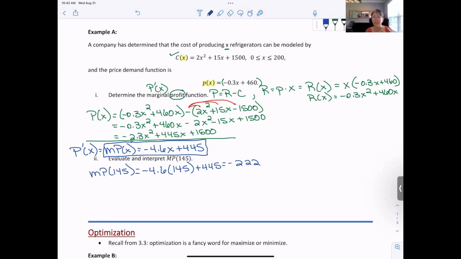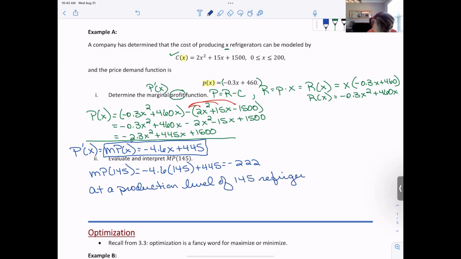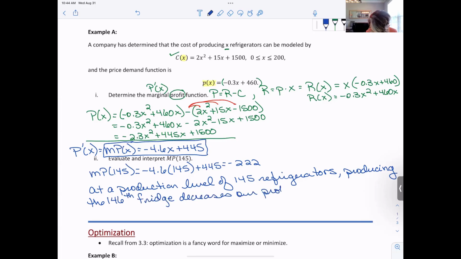If you recall, how the marginal profit, cost, revenue is interpreted is a little bit different, you have to state the production level. At a production level of 145 refrigerators, that means if we're already making 145 refrigerators, producing the 146th, we'll just call it a fridge, decreases our profit by $222. And again, it's decreasing because it's negative, so we don't need to put the negative in the sentence. That decrease tells us that it was negative.